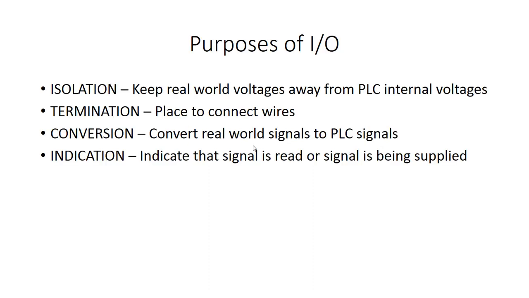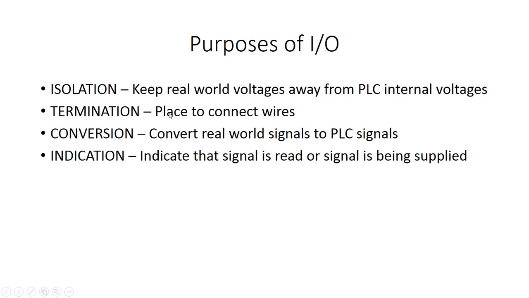Let's take a look at our I/O. So the purpose of the I/O is isolation. It keeps real-world voltages away from the PLC. So if for some reason you hooked up something to the PLC input module and you got a huge voltage spike, what you would likely do is blow out the input channel. Okay, it would have optical isolation, and that would fry out. The CPU and the rest of the rack would not burn up because there's no physical relationship. It's just an optical switch on that channel of that input module.